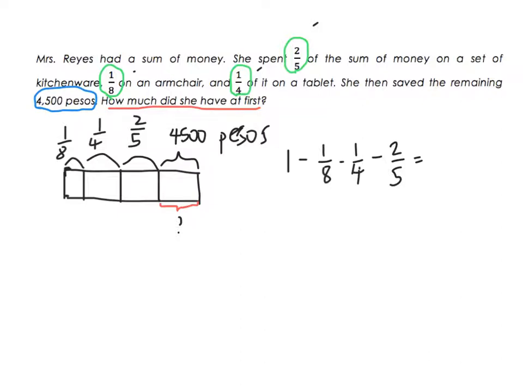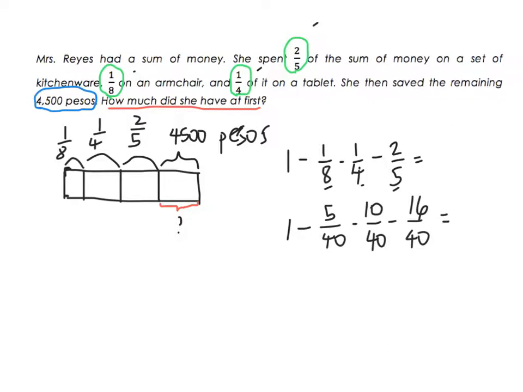This means that you have to get the least common denominator of 8, 4, and 5. And if you skip count by 8, 4, and 5, the least common denominator is 40. So it's like saying, if everything else is 40, what will be the numerators as well? So if this is 40, what will be the equivalent numerators? So it's 1, that's 5. And then this one, that's 10. And then this one, that's 16.